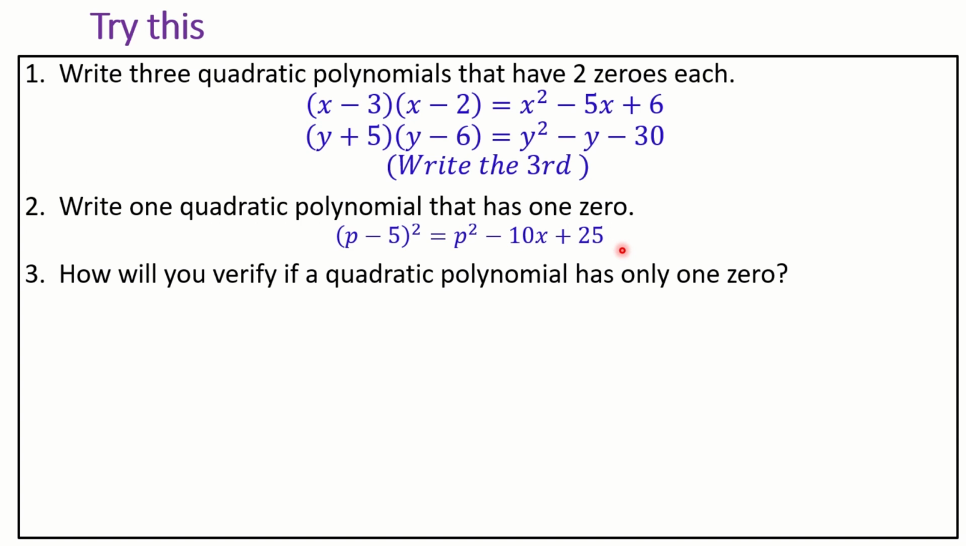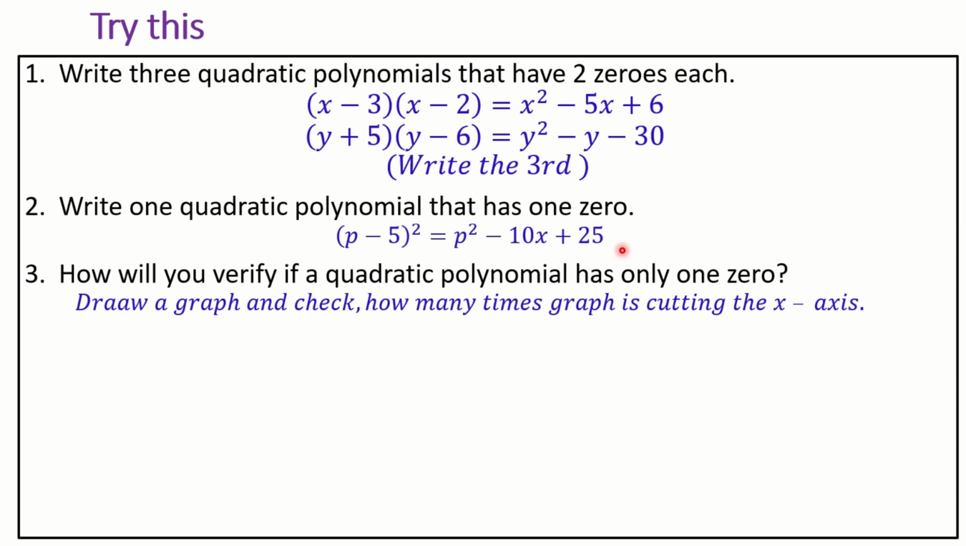How will you verify a quadratic polynomial has only one zero? Draw a graph. That is the best way actually. How many times is the graph cutting the x-axis? That is one way. And once you know the quadratic equation, that way also you can find out. If the determinant is zero, basically the quadratic polynomial has only one zero.